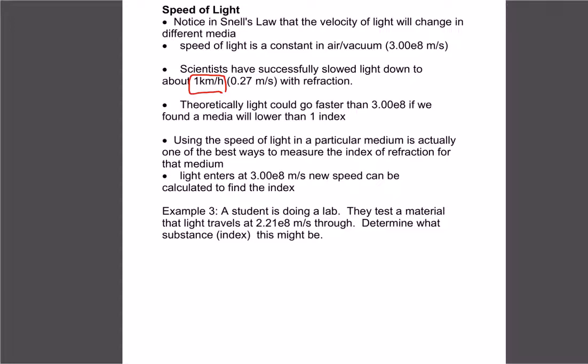So let's do another example. It says we shine light into an object and we get 2.21 to the 8th, so it's asking what the index would be. Quite often in this case what we're going to do is compare it to air. So we're going to use N2 over N1 equals V1 over V2. So let's call 1 our air, and then 2 would be the unknown substance.